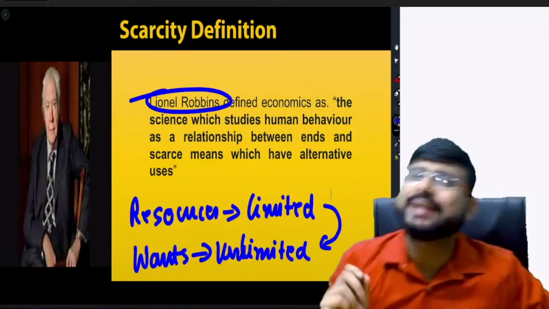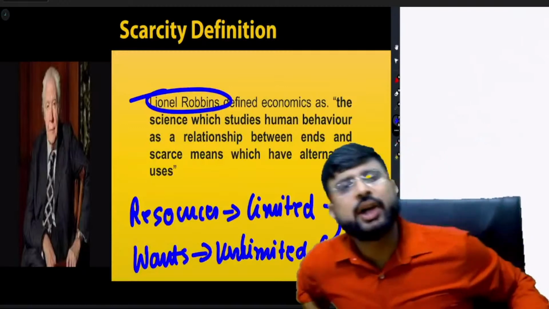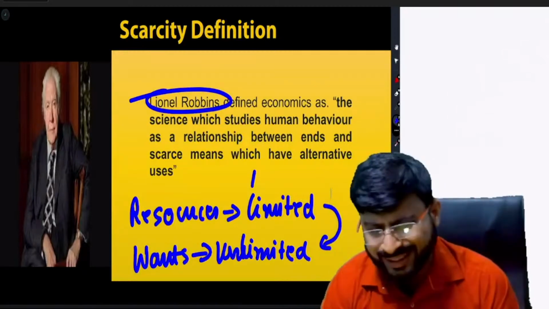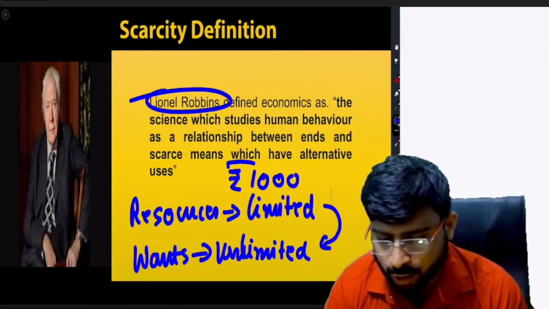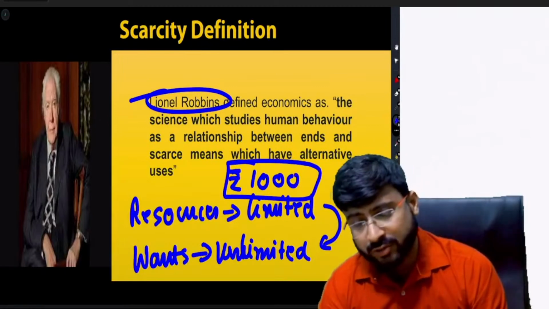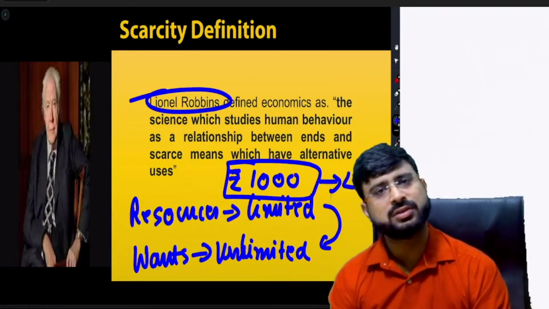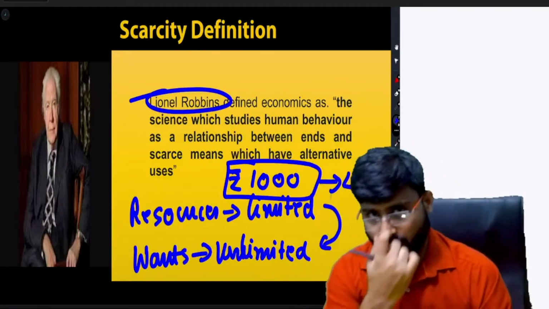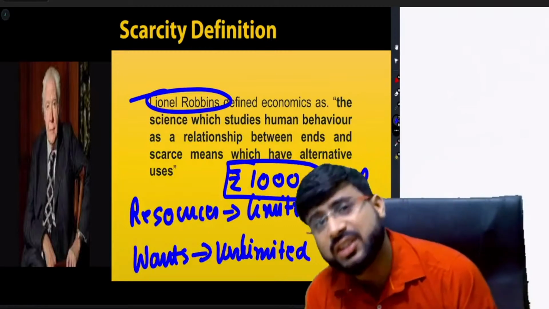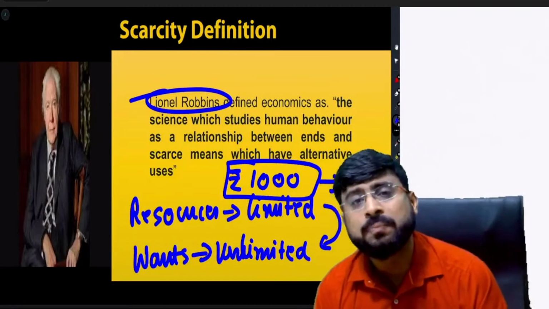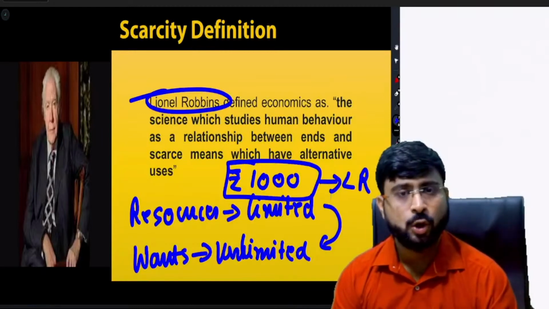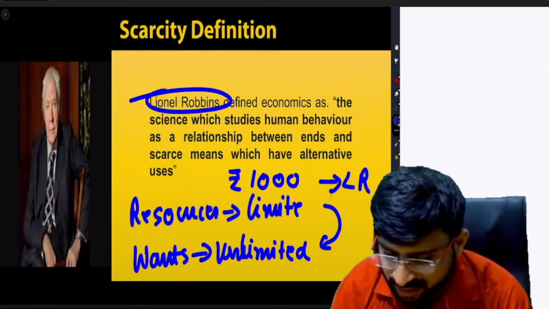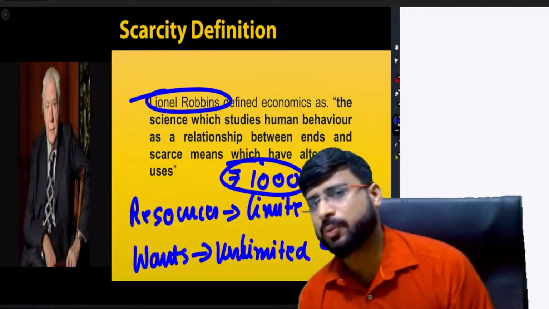So let me give you an example. Let's say it is your birthday, and suppose your parents give you 1,000 rupees. Now this 1,000 rupees is your limited resource. Agreed? But now your wants are unlimited. For example, you may want to watch a movie, you may want to have a pizza somewhere, you may want to travel somewhere. But you all know that from this 1,000 rupees, everything cannot be done.